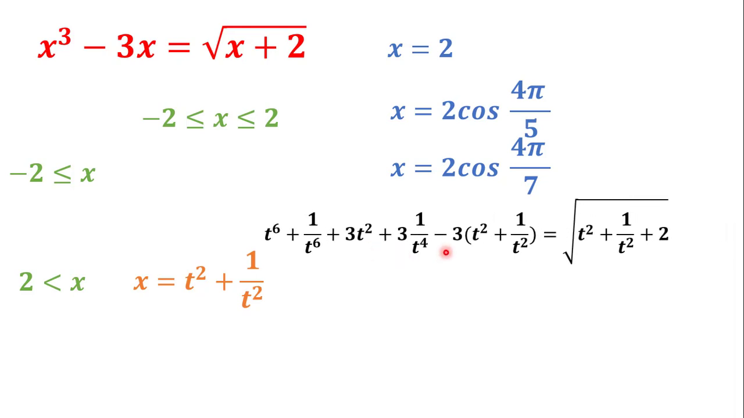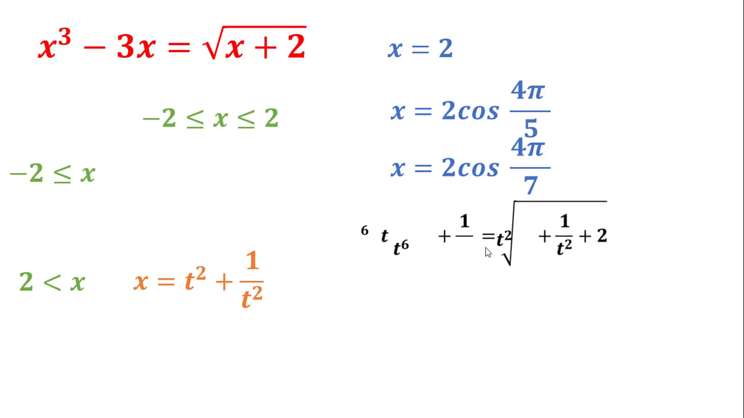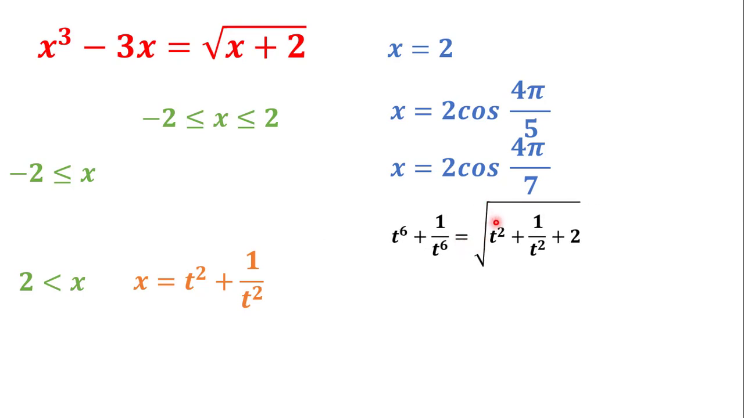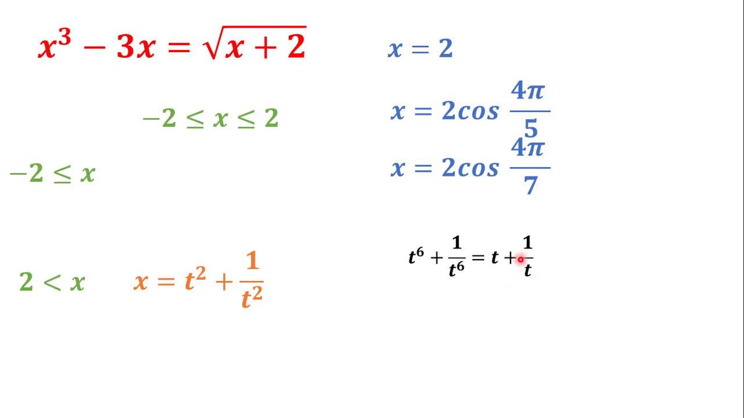These two terms and minus 3 times t squared plus 1 over t squared are going to cancel out, and we're going to get t to the power 6 plus 1 over t to the power 6 equals square root of t squared plus 1 over t squared plus 2. T squared plus 1 over t squared plus 2, by using the perfect square formula, is going to be t plus 1 over t to the power of 2. This expression can come out of the radical, and we're going to get t plus 1 over t on the right hand side.